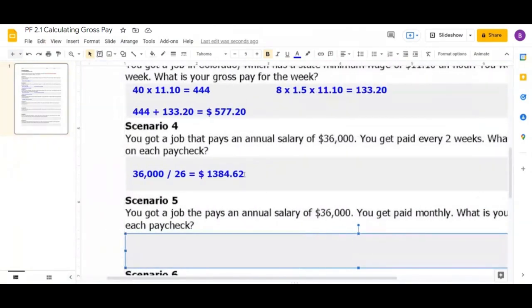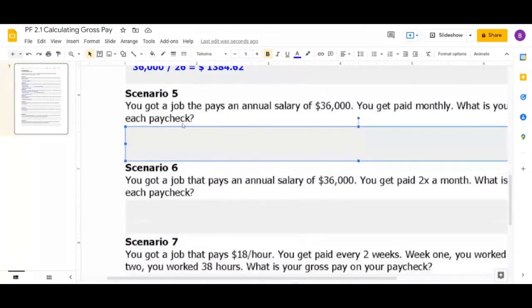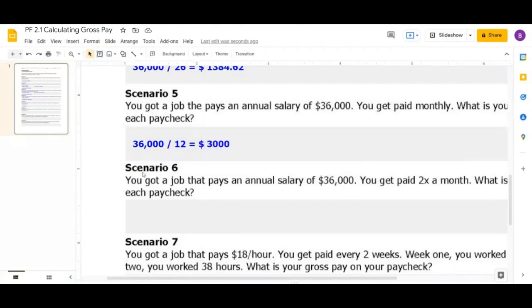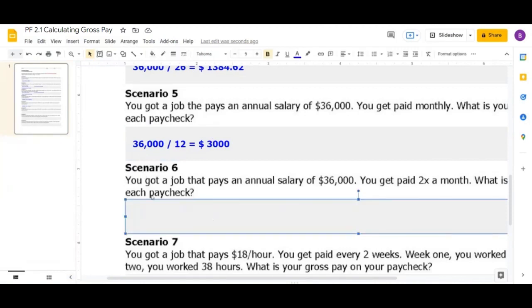Okay, number 5, your job pays 36,000. You get paid monthly. In this case, if I get paid monthly, there will be 12 pay periods. All right, so 36,000 divided by 12 becomes 3,000 earnings each pay period. All right, number 6, annual salary, 36,000. Get paid 2 times a month. Okay, so that's semi-monthly. All right, so here we're going to take our 36,000 and divide by the number of pay periods, which would be 24. Okay, so 36,000 divided by 24 then becomes 1,500.